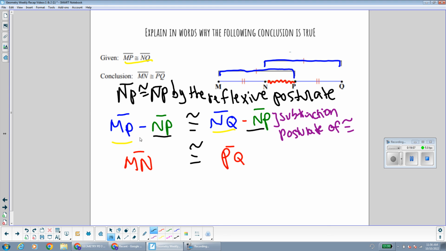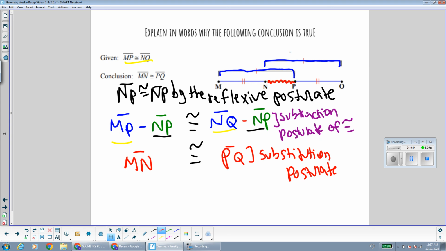MP, take away the green part, is MN. NQ, take away the green part, is PQ. Do you remember the postulate that can be used to replace the subtraction with what it actually is, to replace something with something that's equivalent? If you're thinking the substitution postulate, then you would be 100% correct.